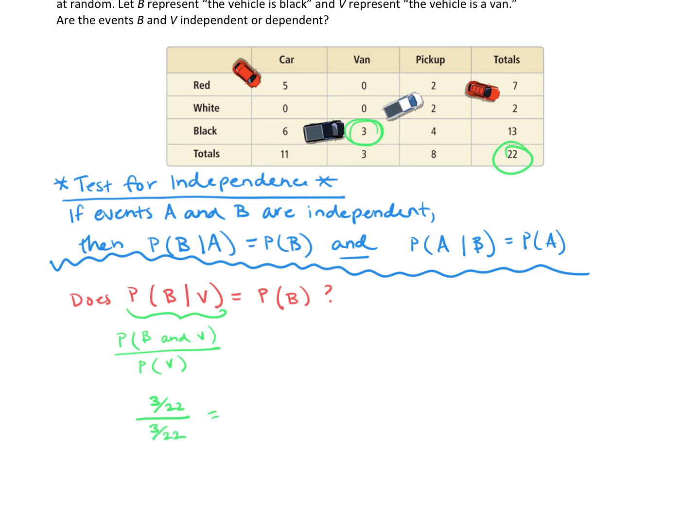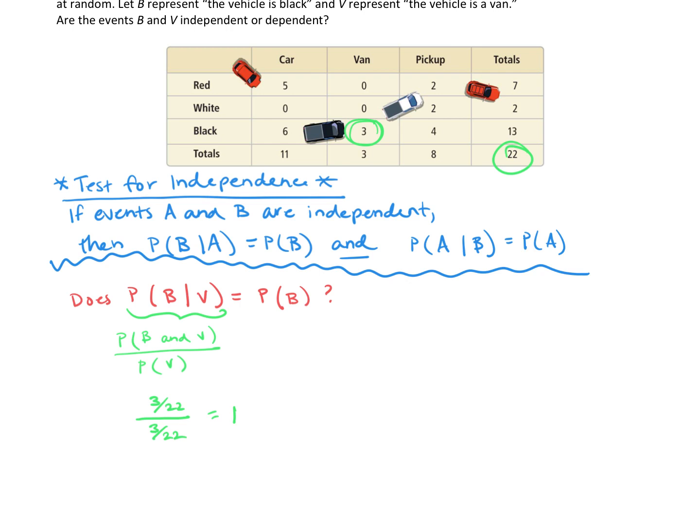All right, so normally I would multiply by the reciprocal, but what I'm noticing is 3/22 divided by 3/22. Anything divided by itself is 1. So that 1, that's kind of significant. That's 100%. So this conditional probability right here is 100%. What's the probability of choosing a black vehicle given that it's a van? So first it has to be a van. If you notice, of the vans, all we have are black vans. We don't have any other options. That's why that was kind of unique, that that was a 100%.